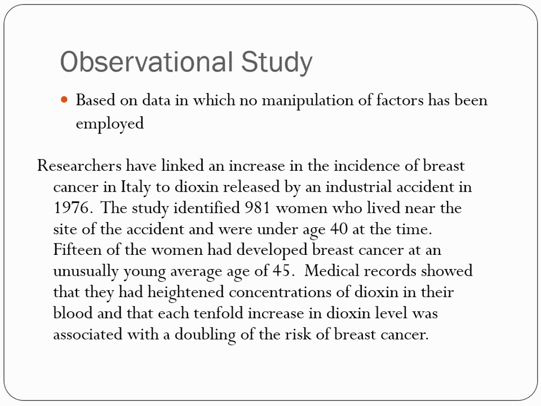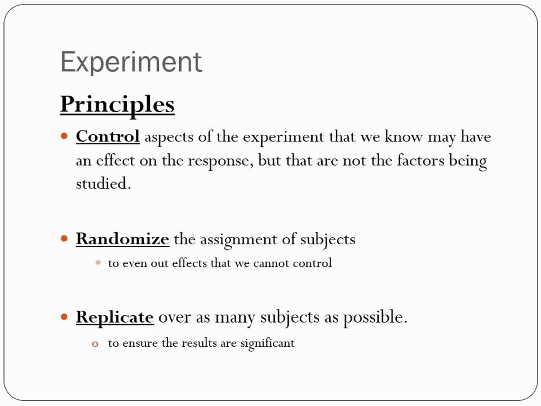So they used medical records. They used data that was already there. That's what's called an observational study, versus an experiment, where we have these three main principles. There's control. So we control aspects of the experiment that we know may or may not have an effect on the response, but that's not what we're after in terms of what we're studying.